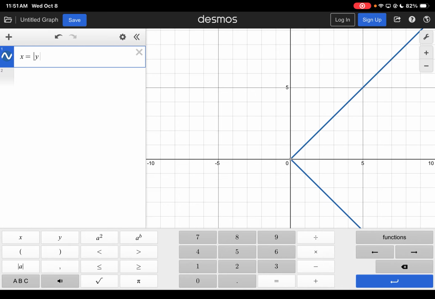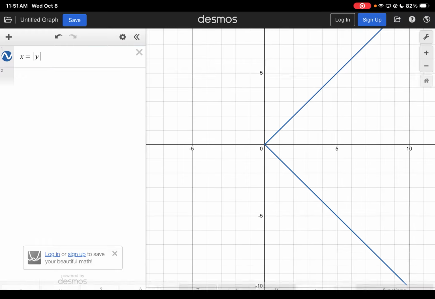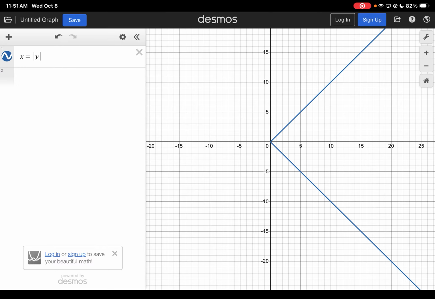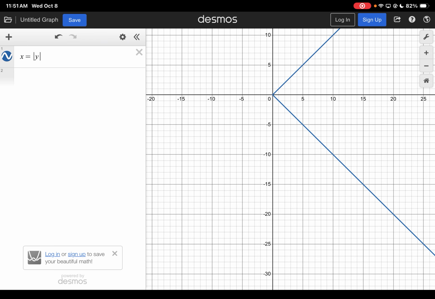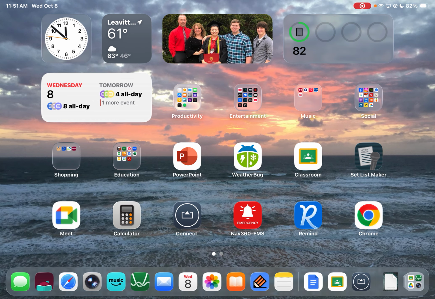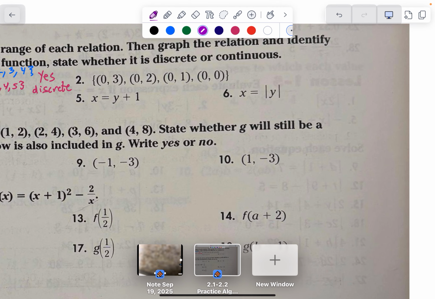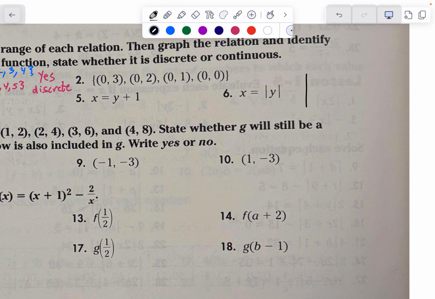Once you get the picture in, all you're doing now is graphing a very rough sketch. You notice it's just like a V turned on its side, okay? And it does touch the origin at 0, 0. I don't need anything more than that. So for number 6, all you're doing is making a little XY axis and making a little V on its side. It doesn't have to be anything more fabulous than that.